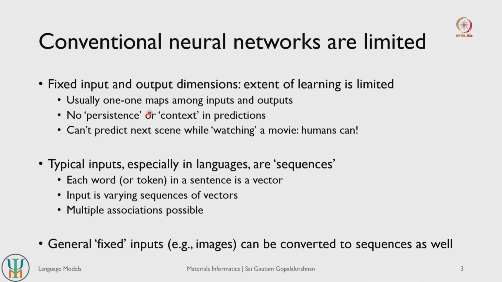And there is also no persistence or context in terms of predictions, in the sense that these neural networks do not really remember what kind of data they saw before. So they are always focused on what data they are actually seeing currently. For instance, let us say you are letting a simple convolutional neural network or a dense neural network model watch a movie. It will be very difficult for that model to predict what the next scene would be, whereas humans can.